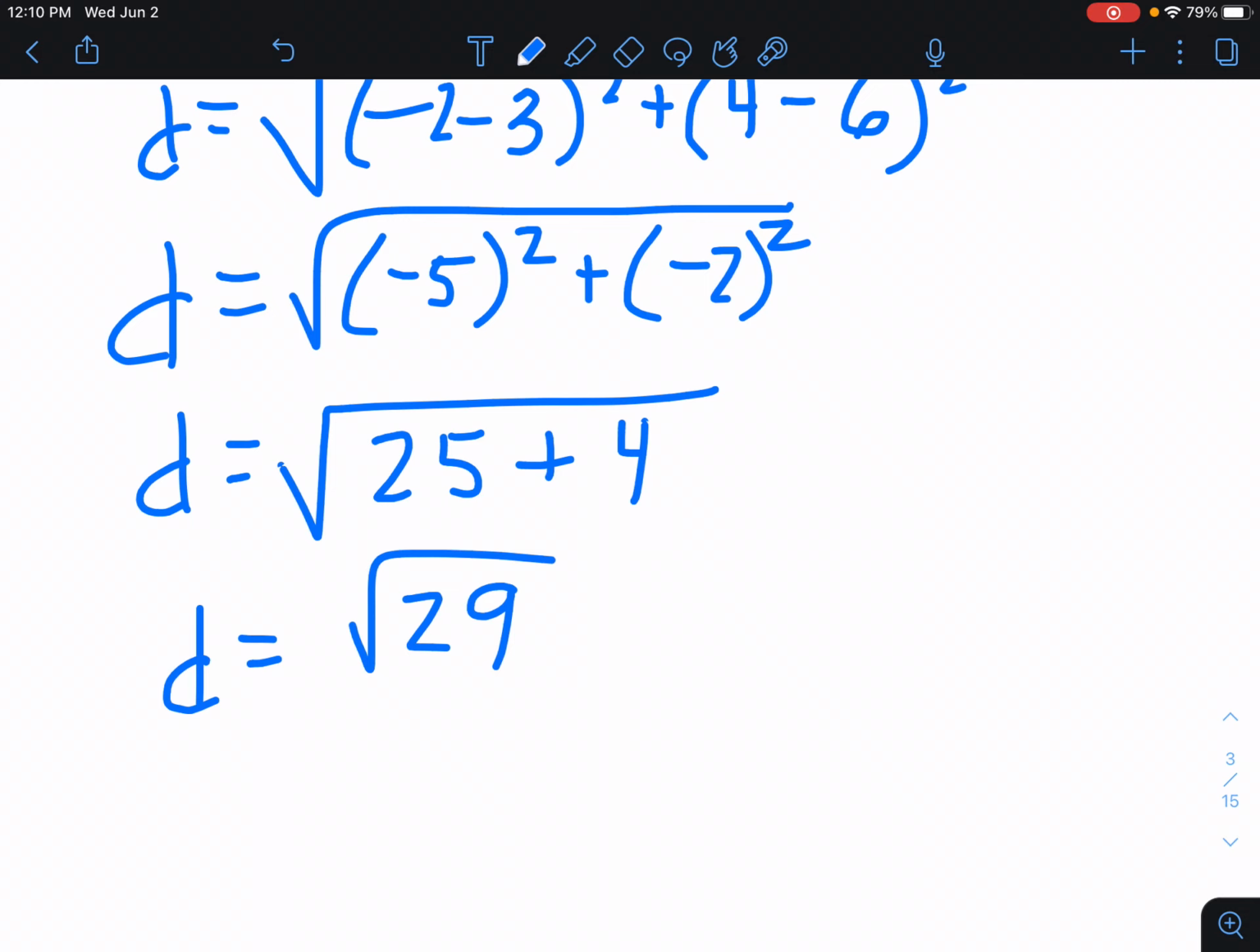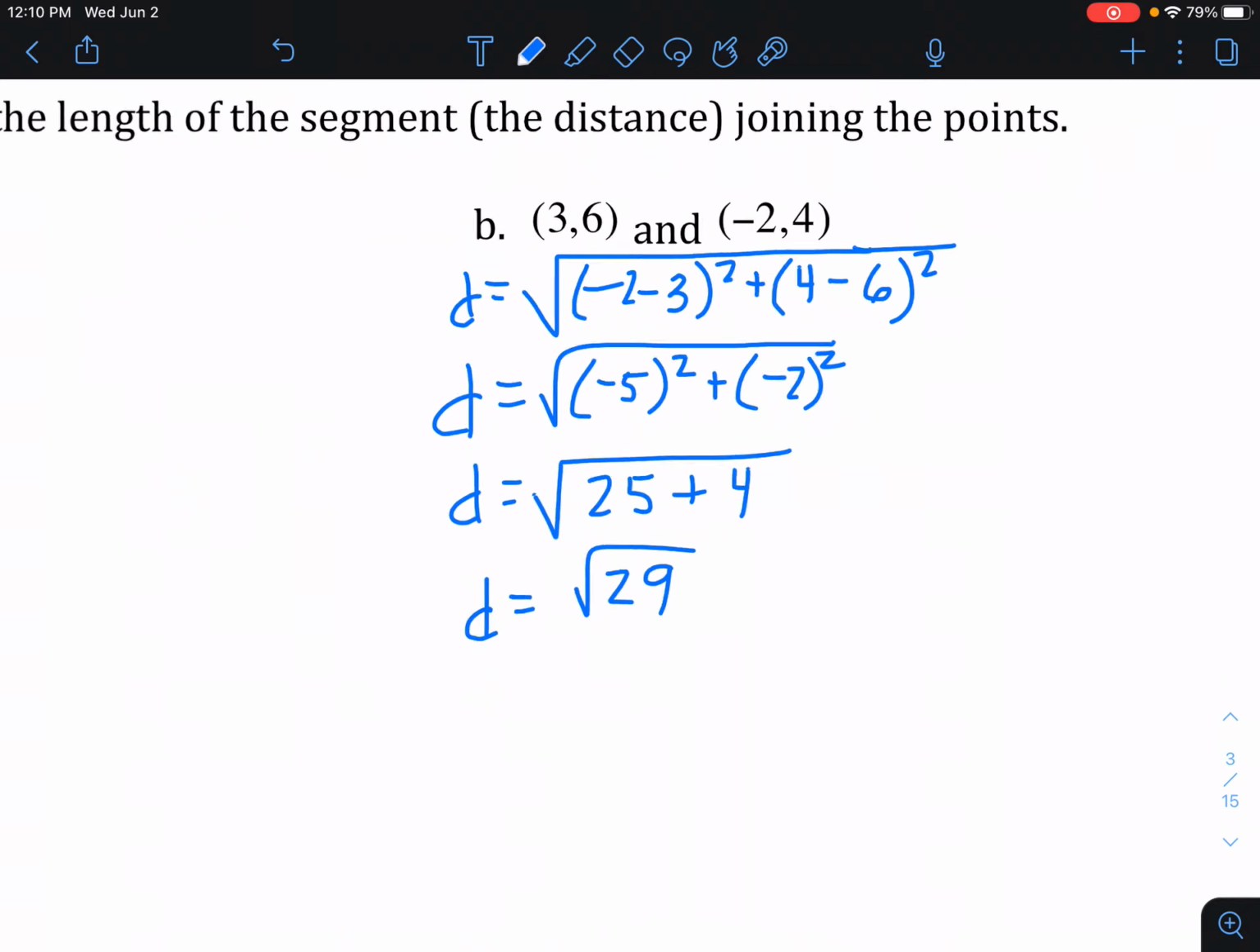Now, square root of 29, it's a radical that cannot be simplified. So you can either keep it like this or you can change it to a decimal if you want. That would be about probably 5.4, somewhere at 5 point something.